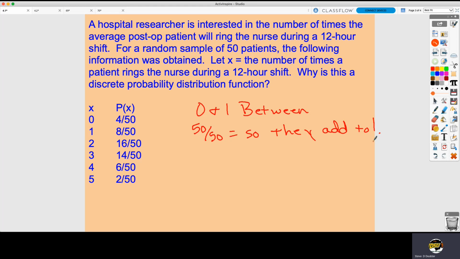Some of the questions in your homework are going to be, you're going to get a set of data points like this. What's wrong with this? What doesn't make this work? So you're really going to have to look at it. For one of them, it actually took me quite a while to figure out what was wrong with it. That's really what you're looking for. All of them have to be between 0 and 1, which they all are here, and they have to add up to exactly 1. Any questions there?